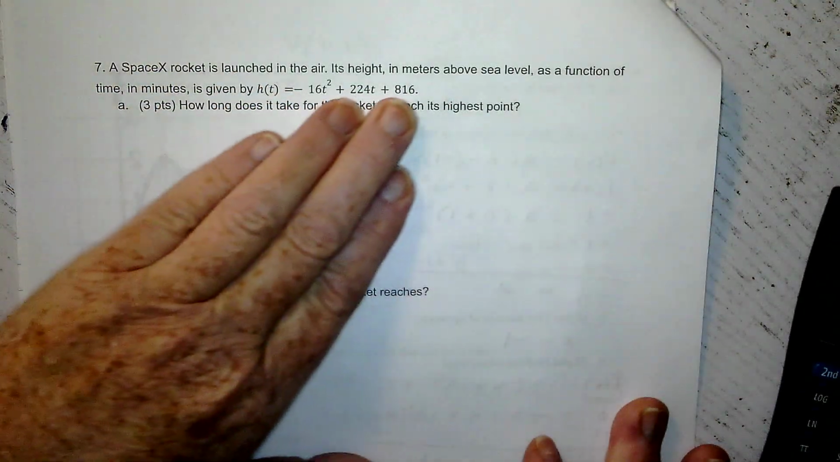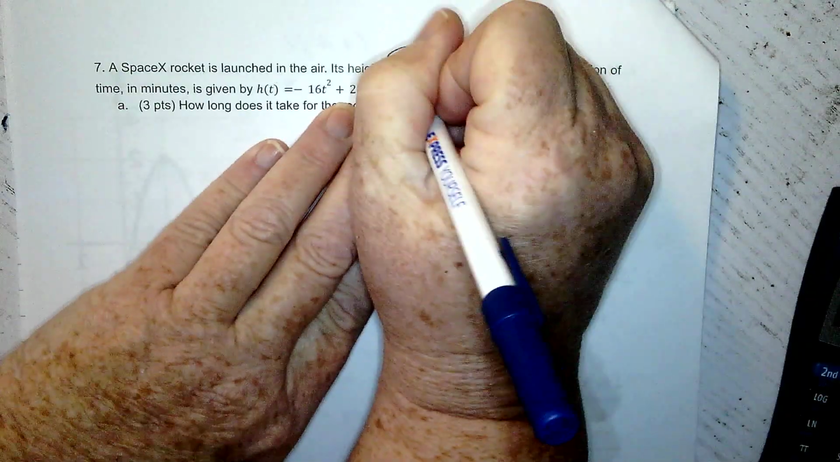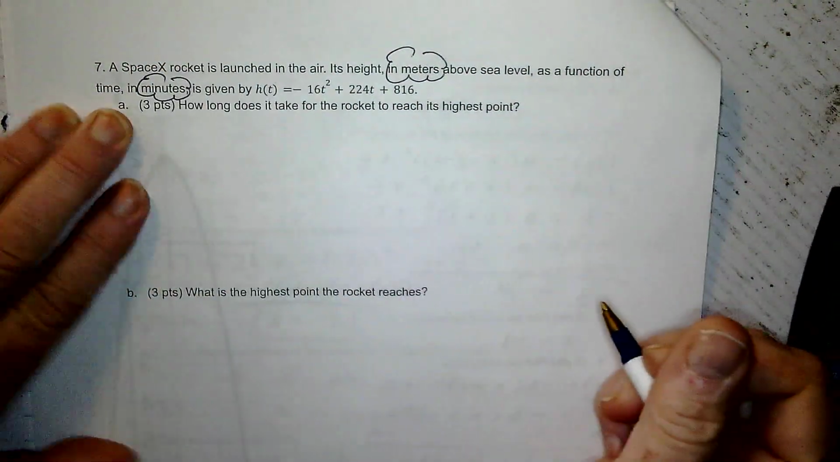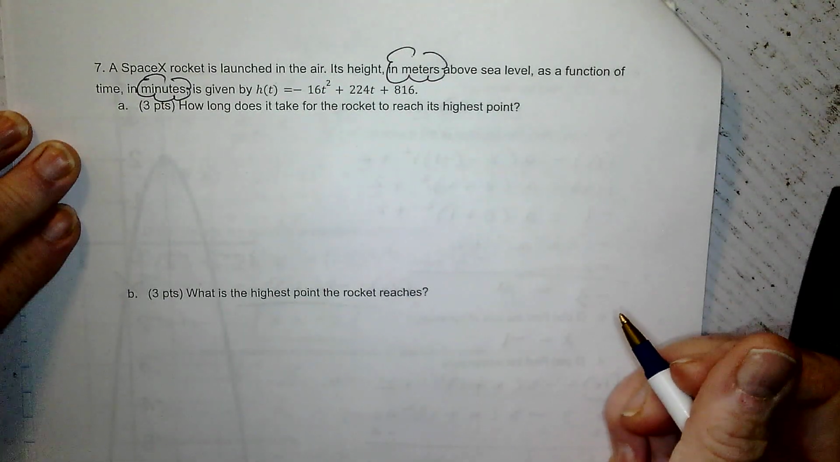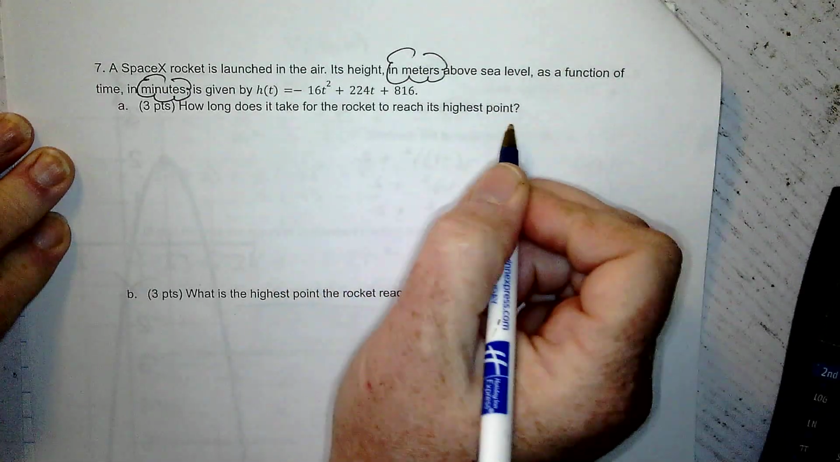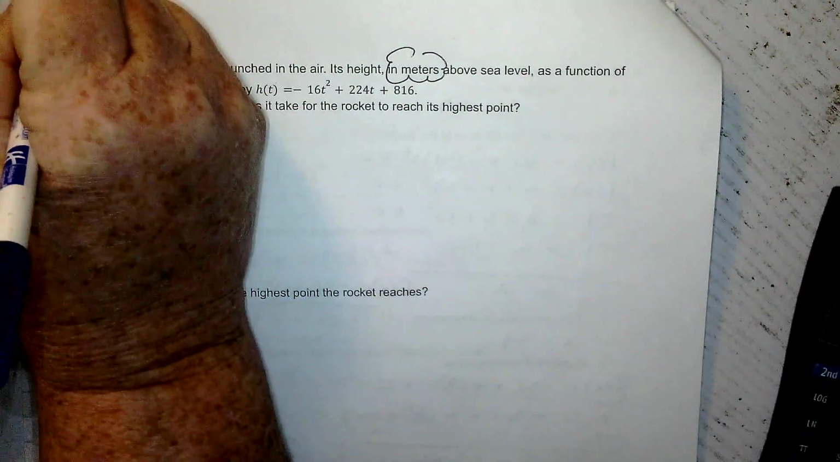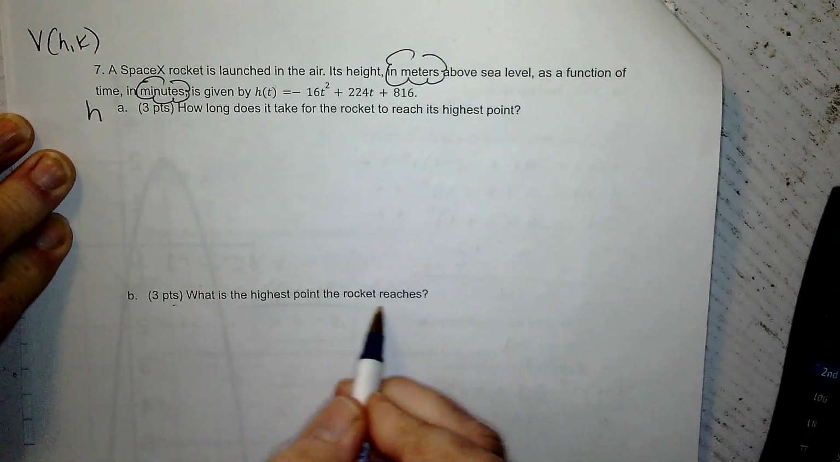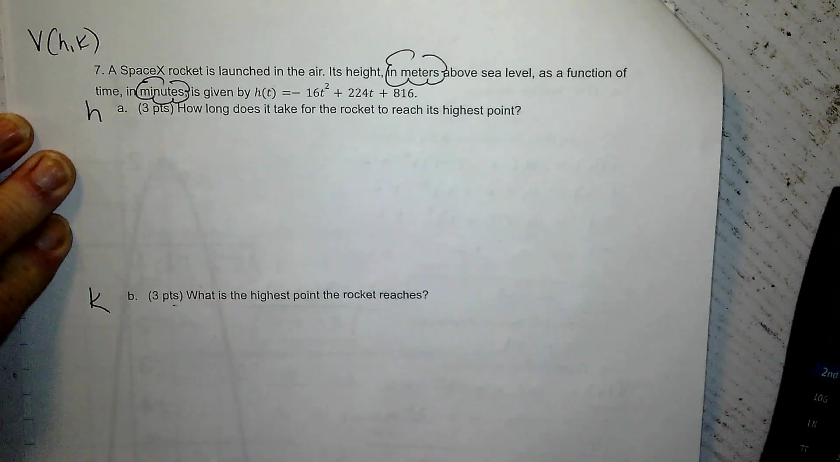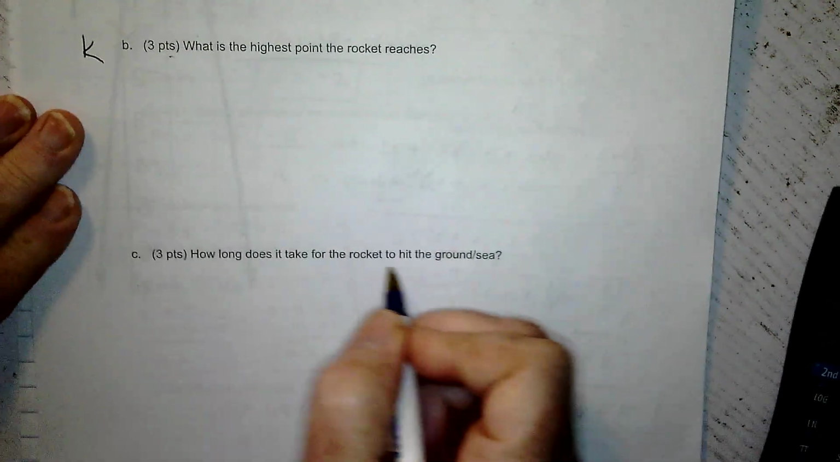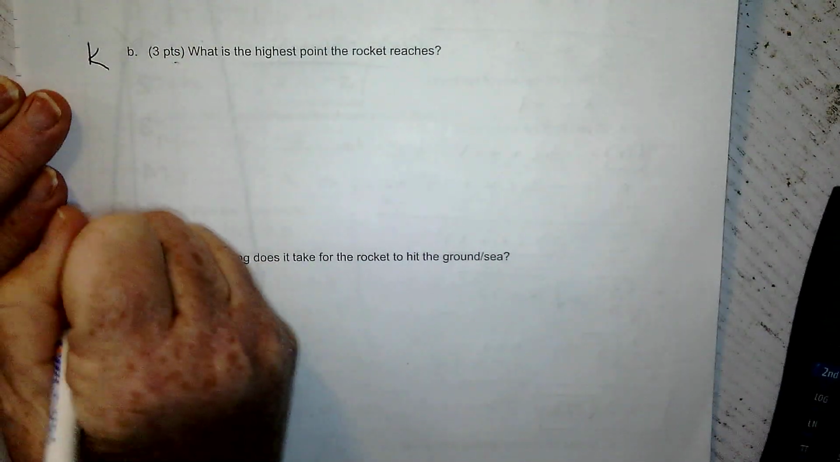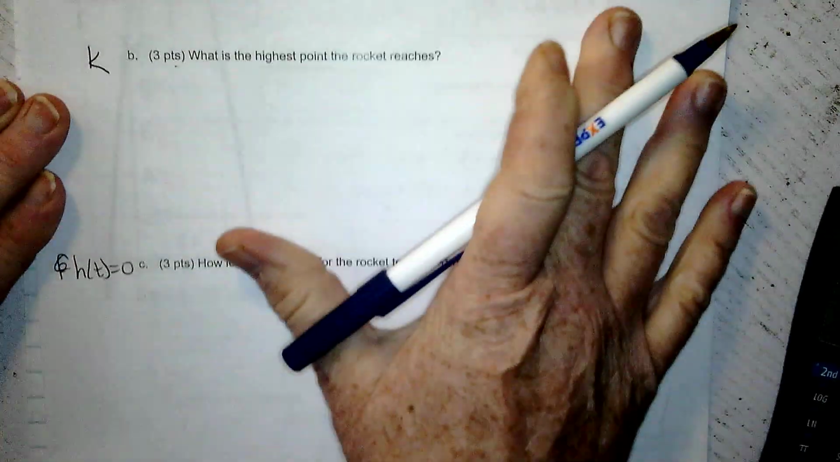A SpaceX rocket is launched in the air. Its height in meters, I need to pay attention to that, above sea level as a function of time in minutes, is given by h of t is negative 16t squared plus 224t plus 816. How long does it take the rocket to reach its highest point? And I told you this is from your vertex, h, k. This is your h. What is the highest point that the rocket reaches is your k. And then the last one I told you is how long does it take the rocket to hit the ground? Well, that's when the h of t is equal to 0.